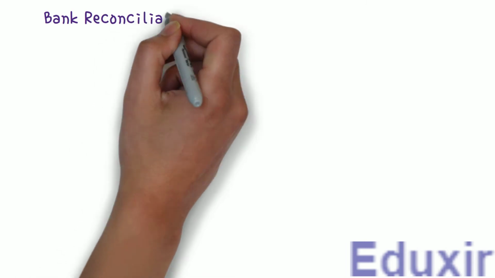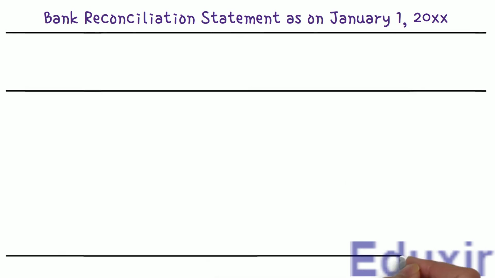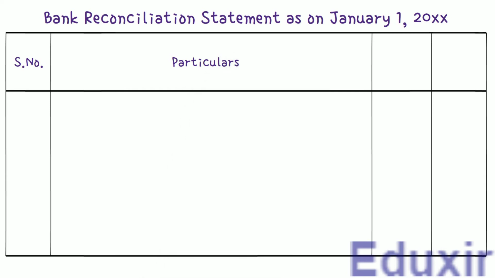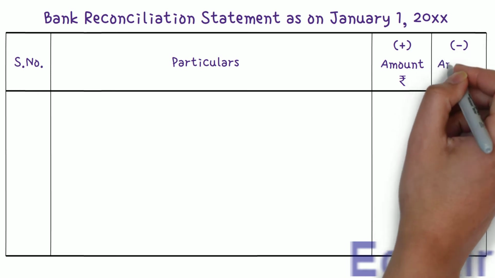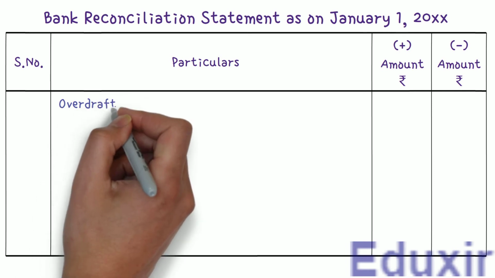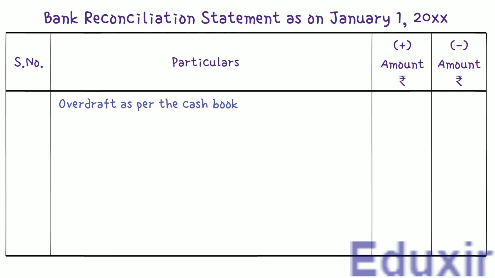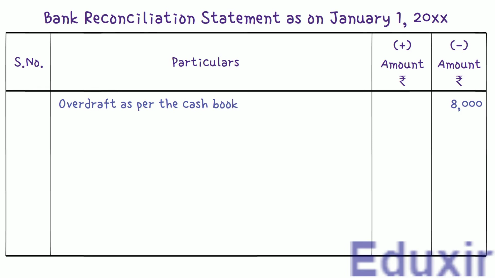Let us first write the title as Bank Reconciliation Statement as on January 1st, 2000 plus. Let us have the individual columns for serial number, particulars, amount that should be added, and the amount that should be deducted. Let us first write the particulars as overdraft as per the cash book. As this is a credit or unfavorable balance in the cash book, we need to write this amount of 8,000 rupees in the minus amount column. That completes the recording of these details into the bank reconciliation statement.